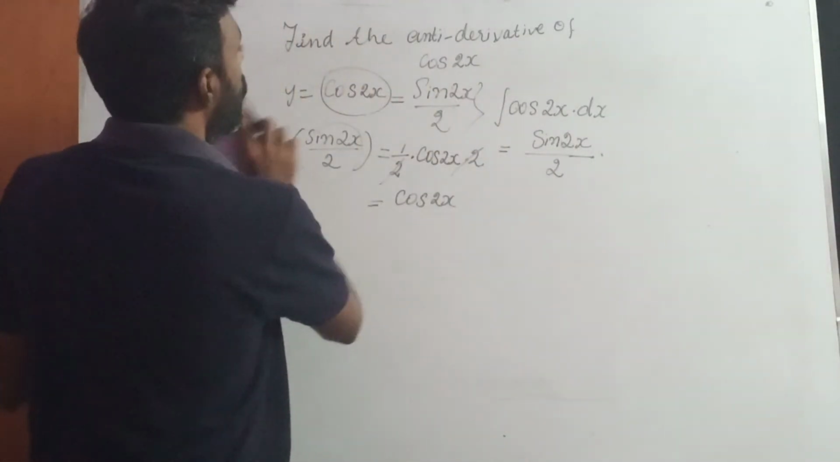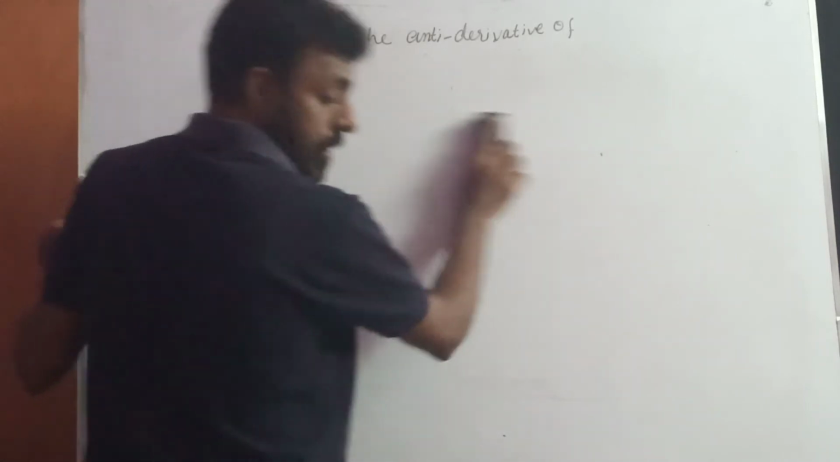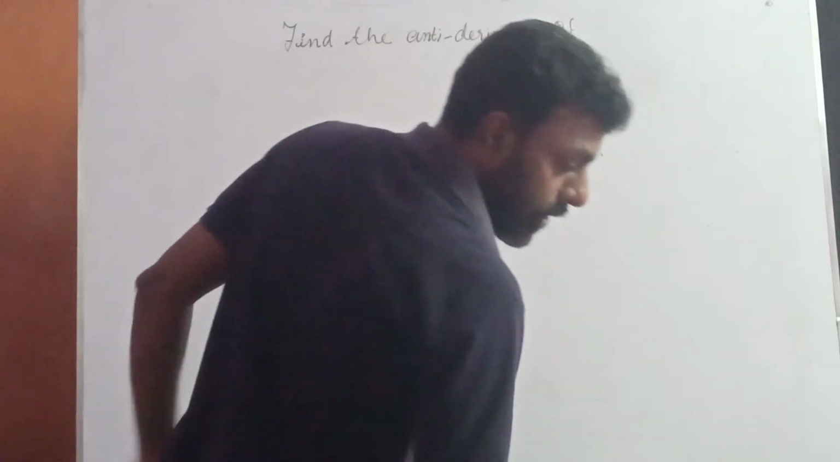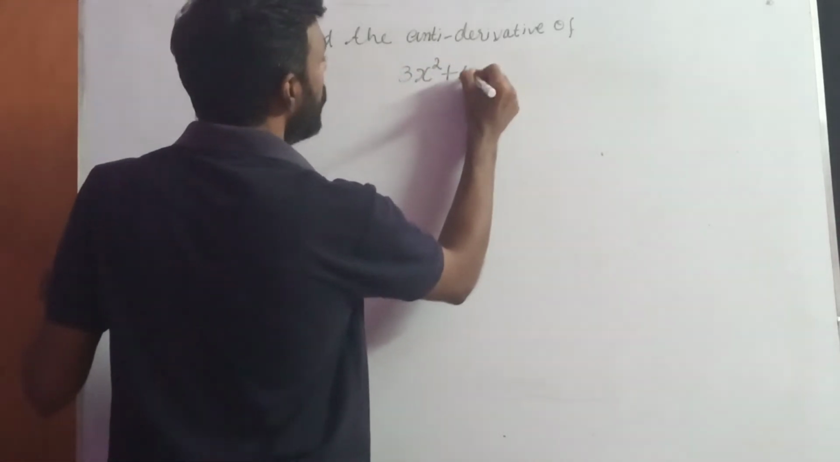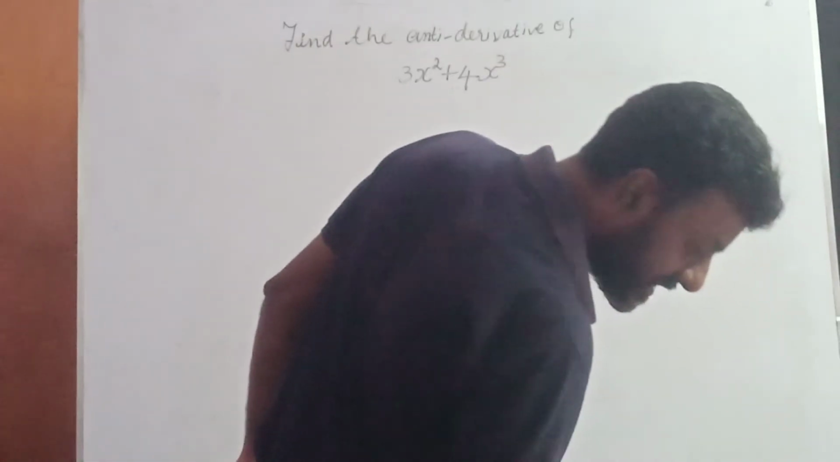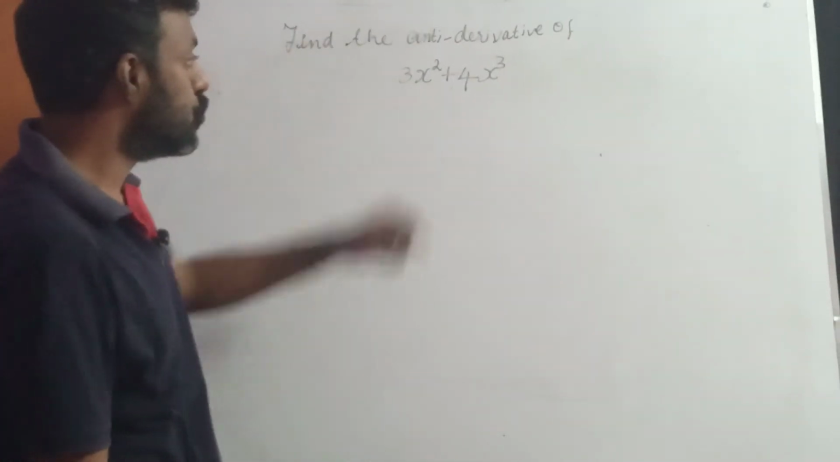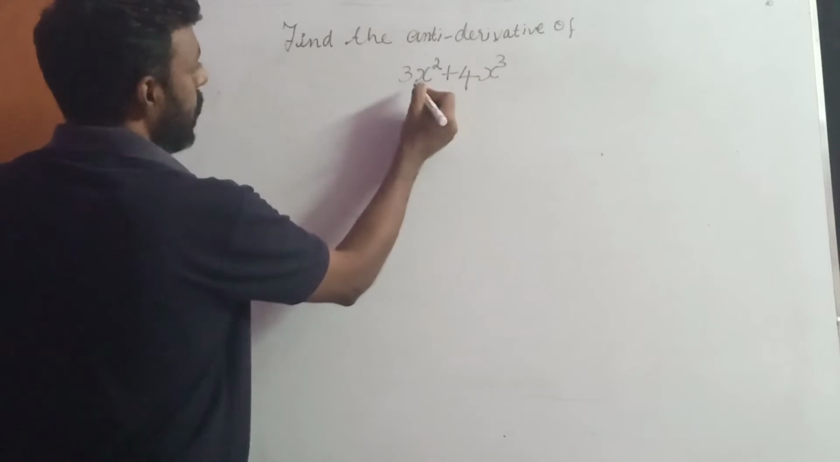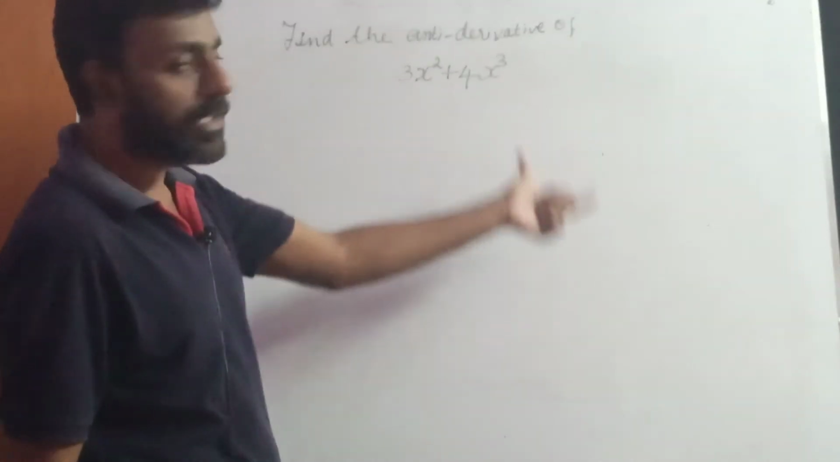Now we'll find the antiderivative of another polynomial expression. See, if the expression is 3x squared plus 4 into x cube, 3x squared plus 4 into x cube, we need to find the antiderivative of this expression. So what are we supposed to do? If you get this expression, try to integrate it and get the resultant value.